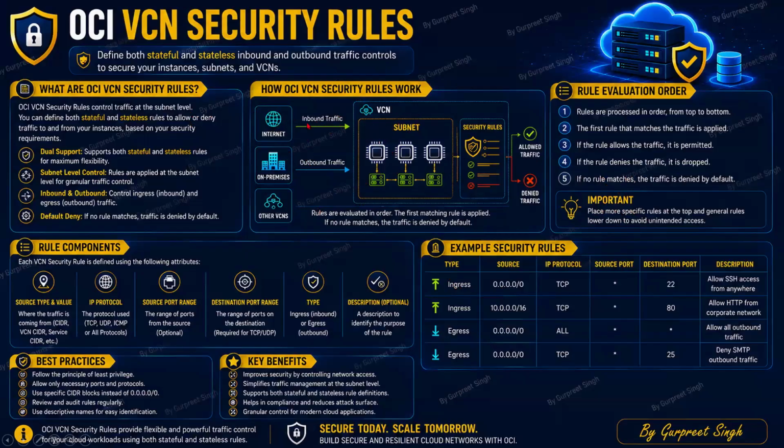We have one inbound traffic coming from the internet into that VCN. We have the subnet, and here we can see the security rules. Either it can allow the traffic, or by default it is denied.